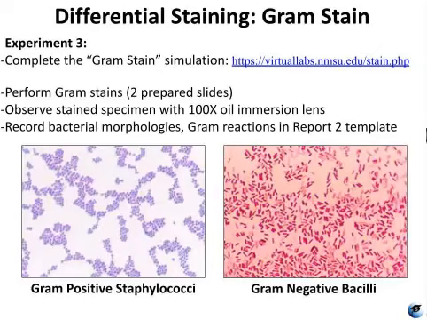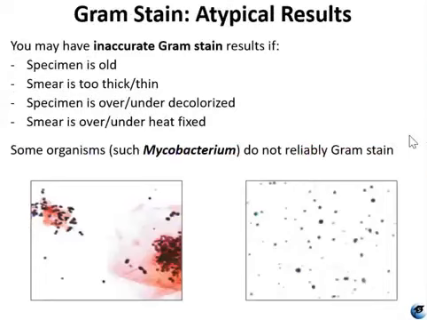In general, an atypical gram stain can result if you have a specimen that's old, if your smear is too thick or too thin, if you have under or over decolorization or under or over heat fixing. These two here are very common, and you should absolutely know how these errors would affect the results of your gram stain. So if you over decolorize a gram stain, you can have a false negative result. If you under decolorize a gram stain, you could have a false positive result, and that is very, very common for both of those.